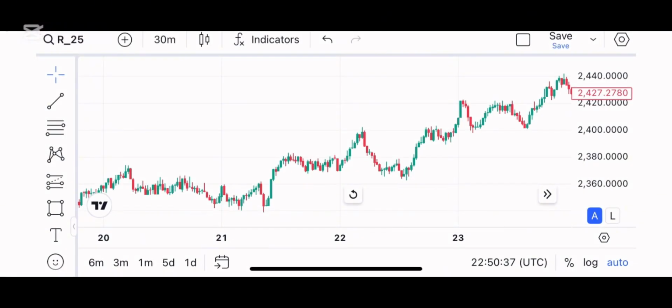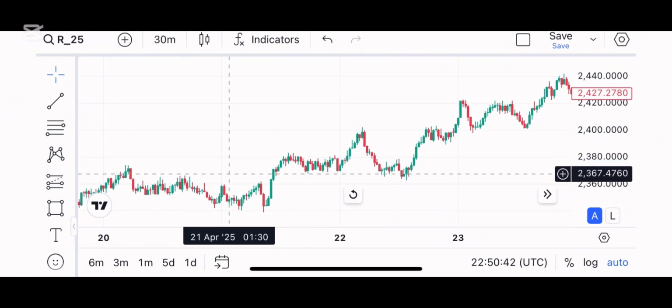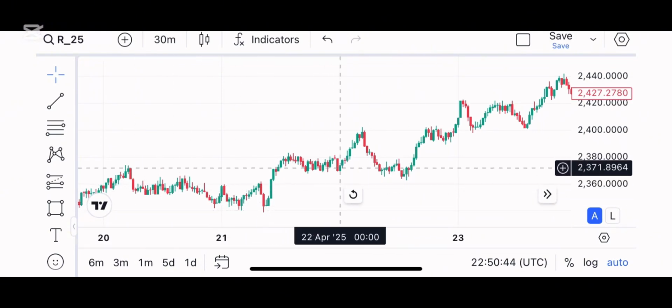Okay, so now take a look at this particular example. See what the price was able to do on this side. You can see how the market was ranging all the way, then the market started buying up.